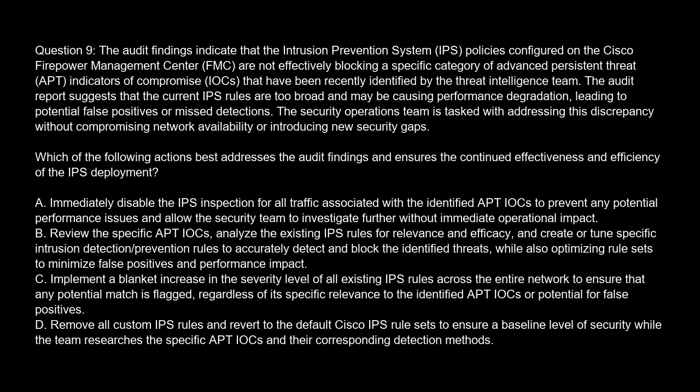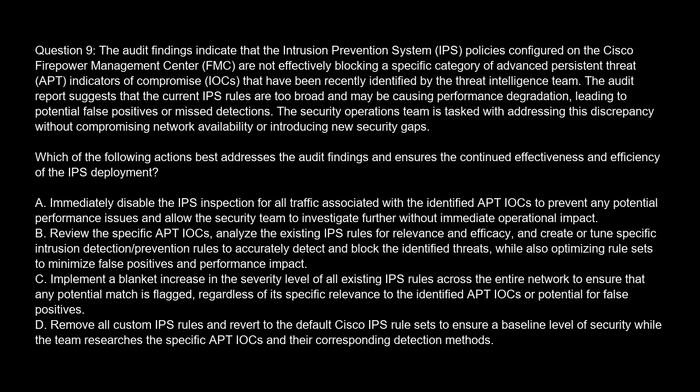Which of the following actions best addresses the audit findings and ensures the continued effectiveness and efficiency of the IPS deployment? Option A. Immediately disable the IPS inspection for all traffic associated with the identified APT IOCs to prevent any potential performance issues and allow the security team to investigate further without immediate operational impact. Option B. Review the specific APT IOCs, analyze the existing IPS rules for relevance and efficacy, and create or tune specific intrusion detection/prevention rules to accurately detect and block the identified threats, while also optimizing rule sets to minimize false positives and performance impact.